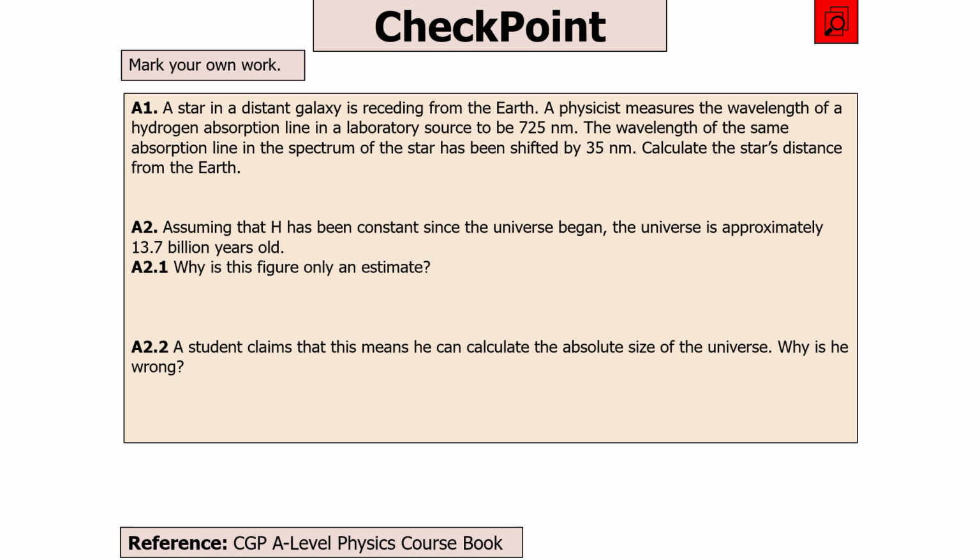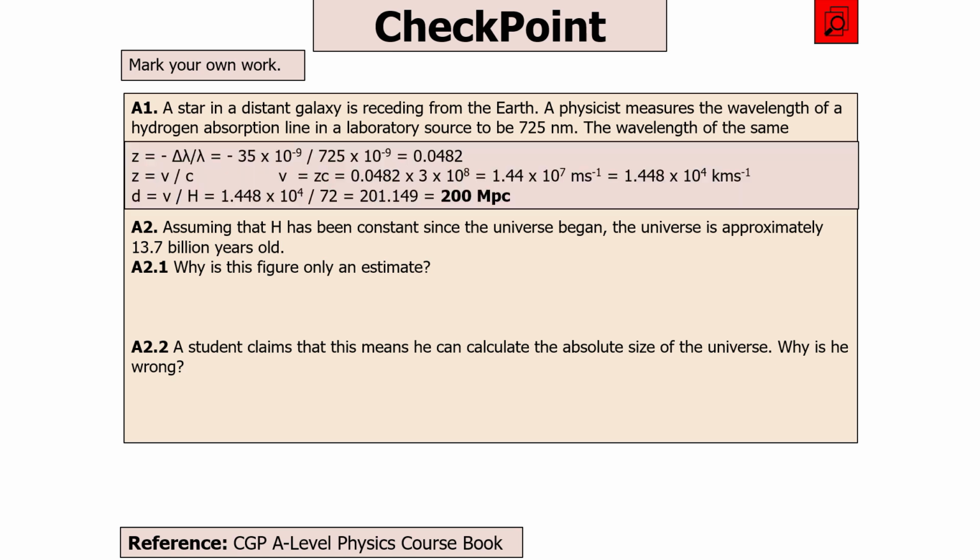Right, again, in this first one, we can use the redshift equation or the Doppler shift equation. z is equal to the change in lambda over lambda. So we work out what z is by finding the difference and dividing it by the lab sample. So we get 0.00482. Multiply that, therefore, by c, and we're going to get our value for v out, which is 1.44 times 10 to the 7 meters per second. We can then convert that into kilometers per second to use then in the Hubble's constant equation. So d equals v over the Hubble's constant. Pop in the values, you get your distance out in megaparsecs. The answer is 200 megaparsecs.